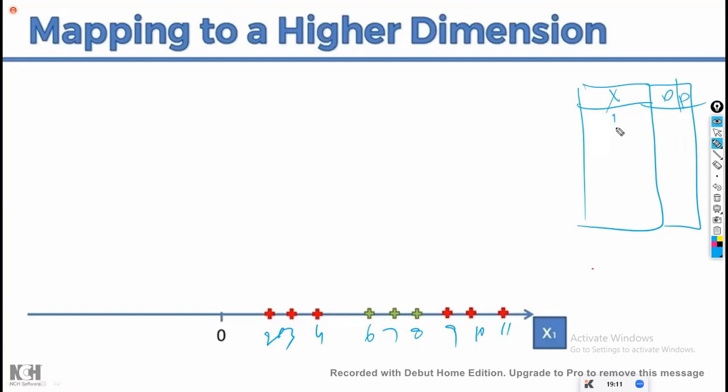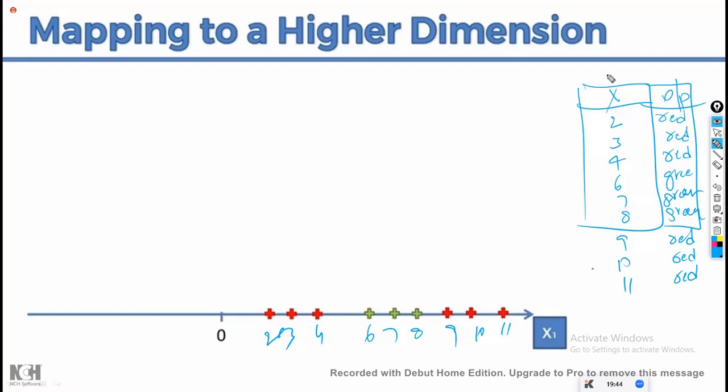My original data set consists of 2, 3, 4, 6, 7, 8, 9, 10, 11. Total 9 records are there. The output of the first three is red, then green, green, green, and then red, red, red. I'm having a data set in this way.